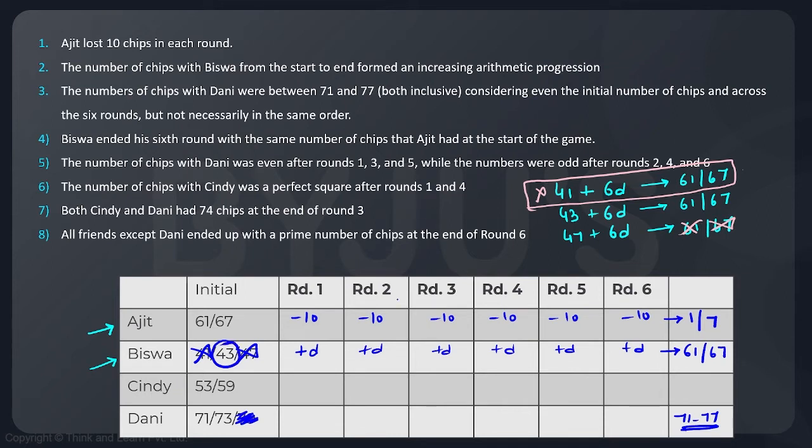Though I don't know whether Ajit has 61 or 67. That is yet to be calculated. That we will be checking on. But currently we can say this is the only possibility according to which we can have it. Let's move on from here.